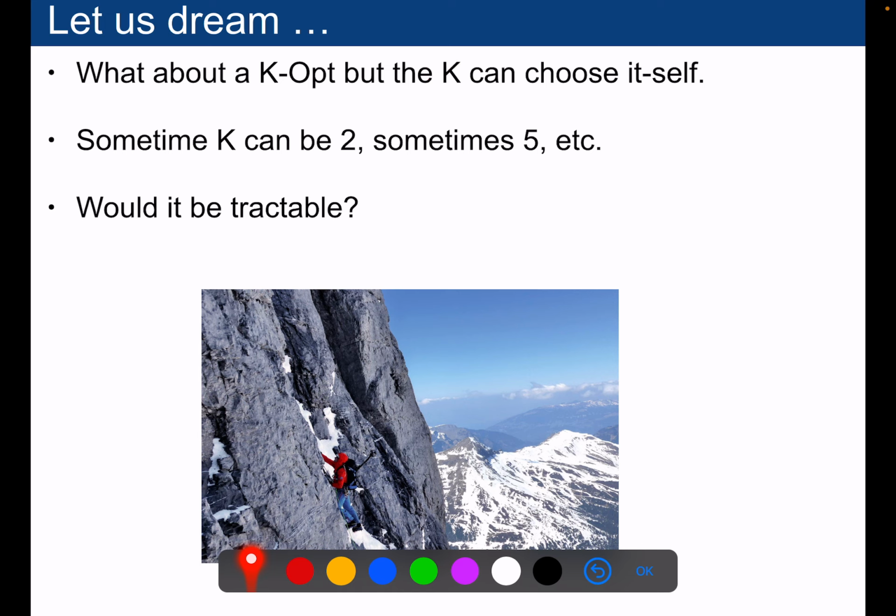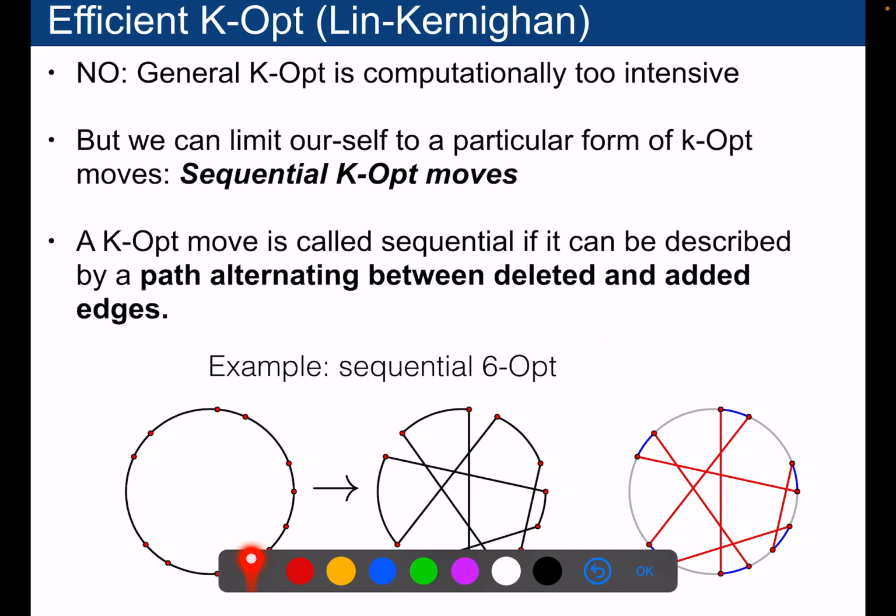So how do we make it tractable? One idea is not to consider all the k-opt moves, but a limited, restricted number of them. And that's the idea of a very efficient heuristic, actually the best heuristic for this problem. It's called the Lin-Kernighan k-opt heuristic. So the idea is that instead of considering all the k-opt moves, we will only consider what we call sequential k-opt moves. A sequential k-opt move can be described as an alternating path between deleting and adding edges.